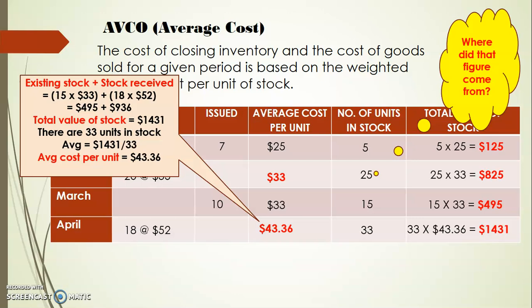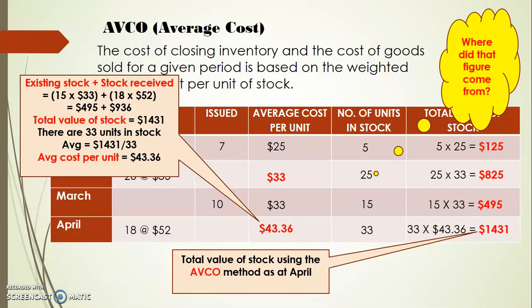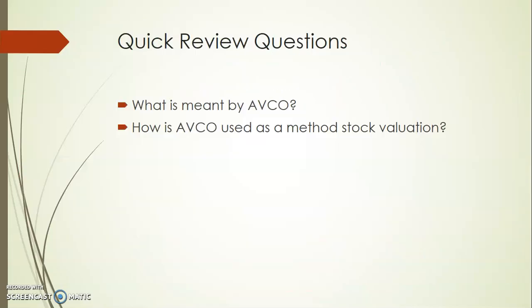At the end of April, we have 33 reams of A4 paper in stock at $43.36, and this gives us our total value of stock at the end of April as $1,431. So using the average cost or Avco method of stock valuation, our total stock value in reams of A4 paper at the end of April is $1,431. So let's look at some quick review questions.